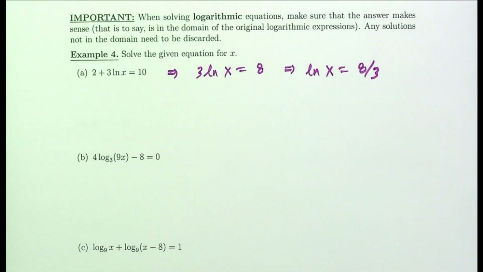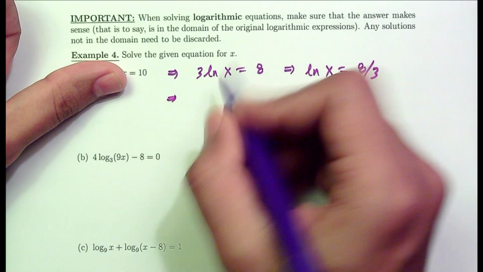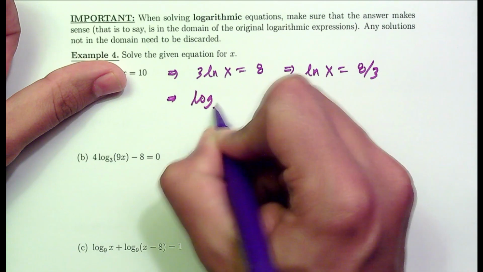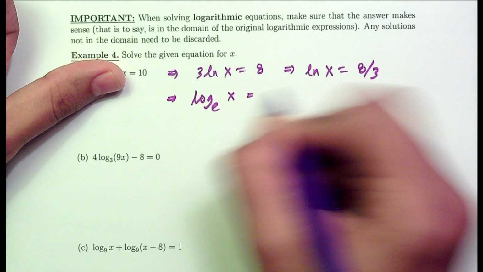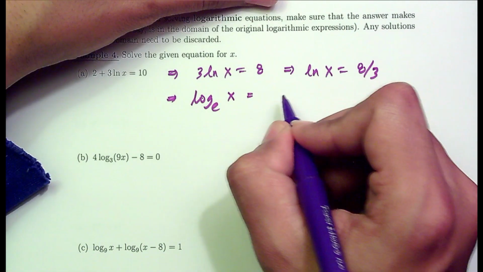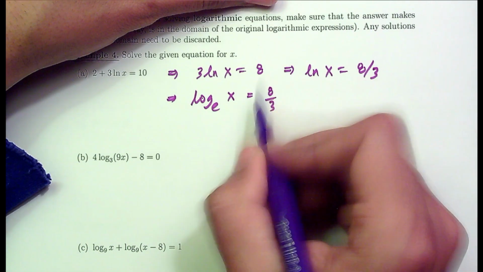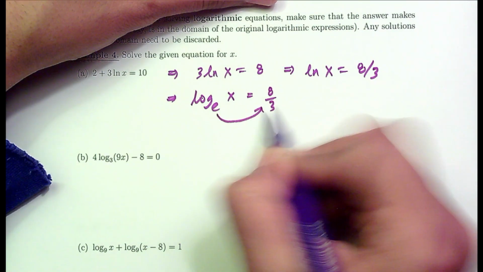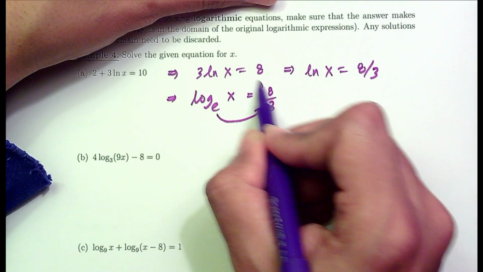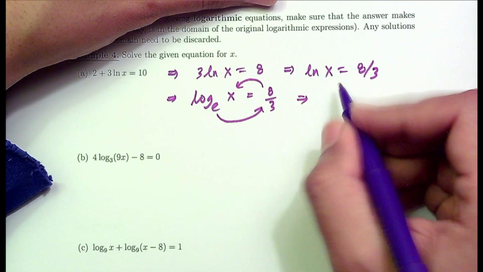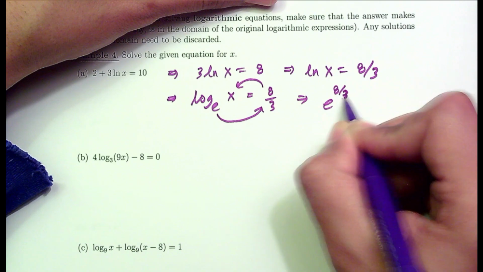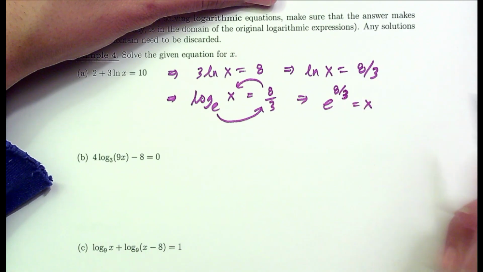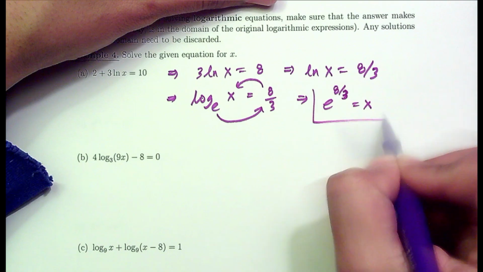And now, remembering that ln is the same as logarithm base e, you can say this is the same as log base e of x, because that's what ln of x is. And then you can apply the diagram. This means that e to the 8/3 equals x. So that's what x is. x equals e to the 8/3.